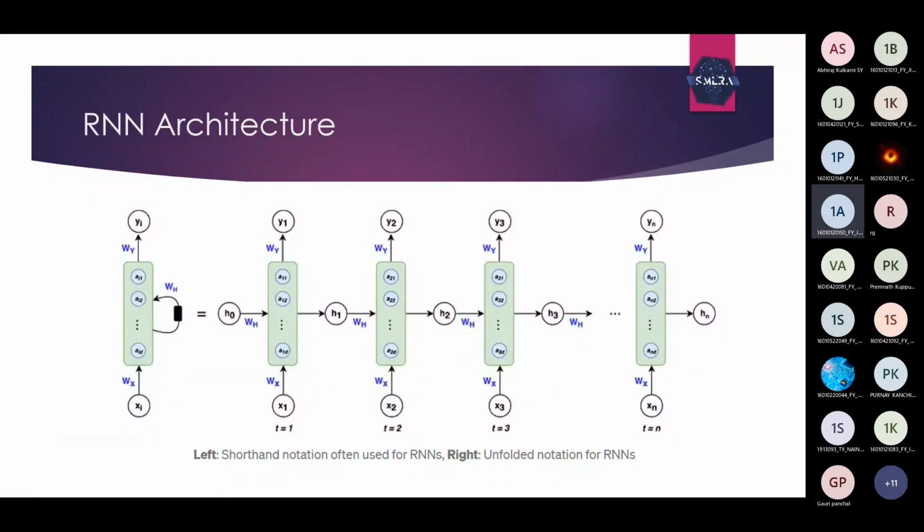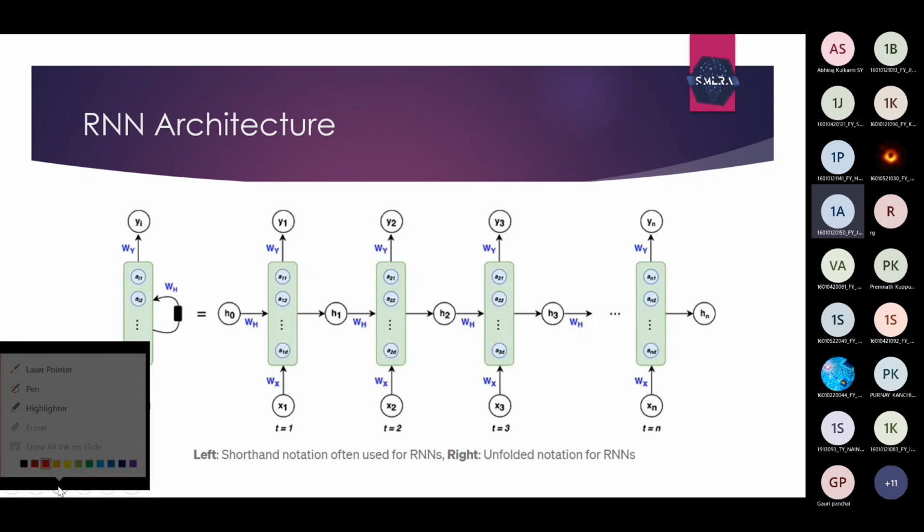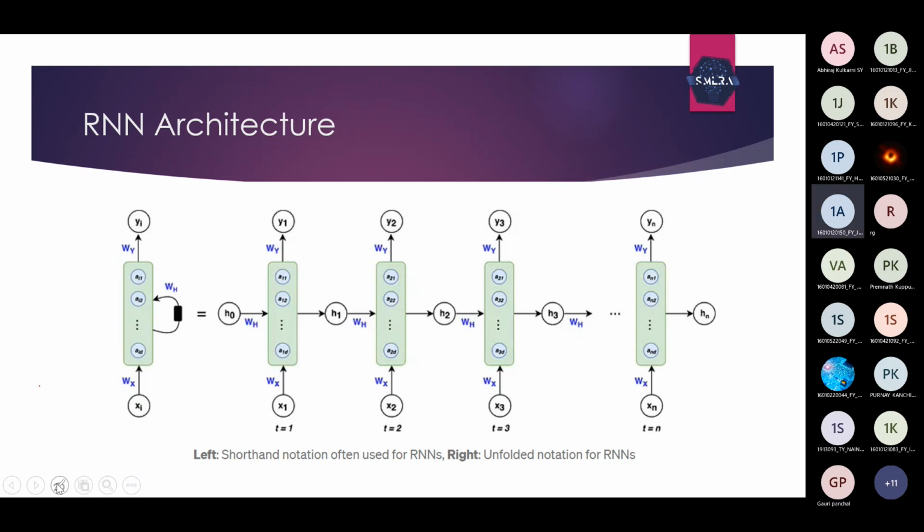So this is the RNN architecture. The only thing you need to know over here is this is the main network, the RNN network, and this is the result of unfolding the network.